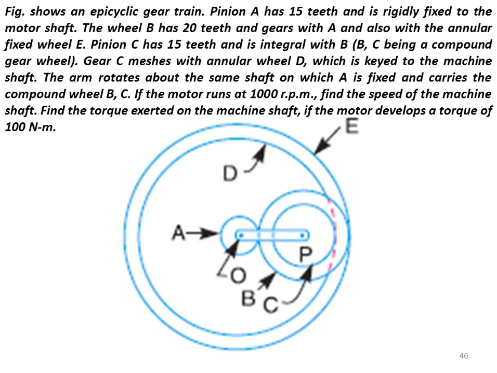Next, if the motor runs at 1000 rpm, you have to find the speed of the machine shaft. And you find the torque exerted on the machine shaft if the motor develops a torque of 100 Newton meter. So these are the initial conditions given. First you need to find out the speed, using the table of motion, and then calculate the torque also. If the motor has a torque of 100 Newton meter, you have to find out the torque for the machine shaft.